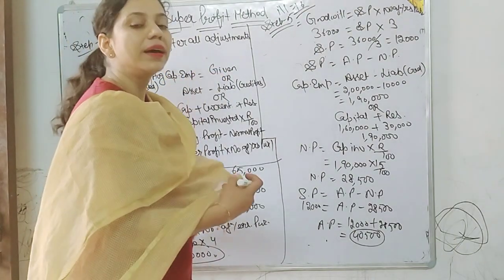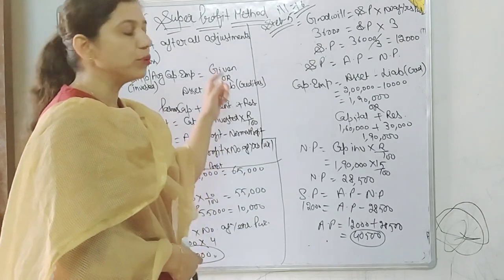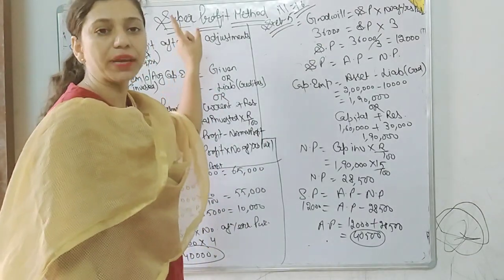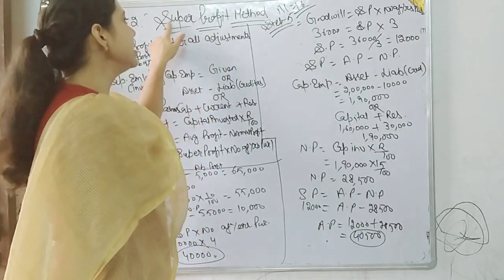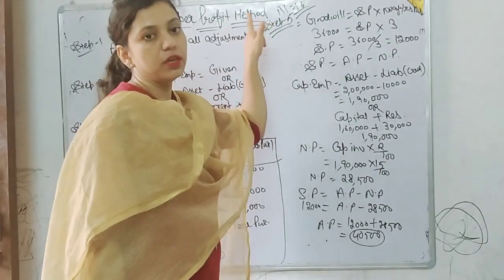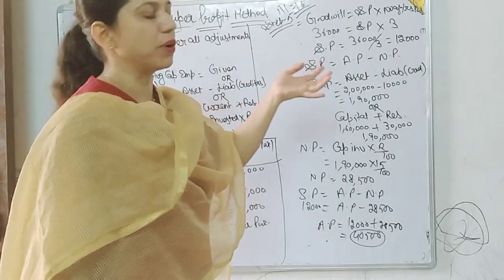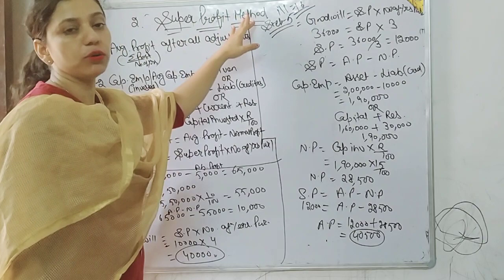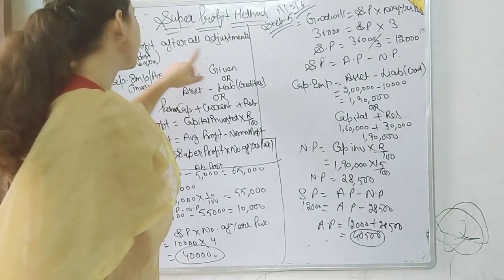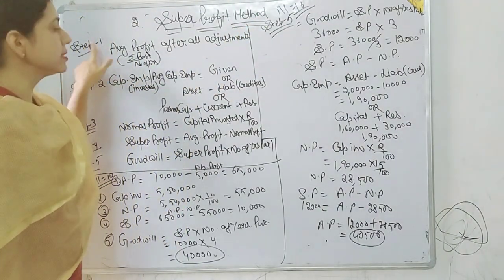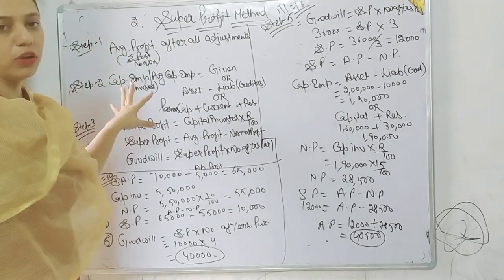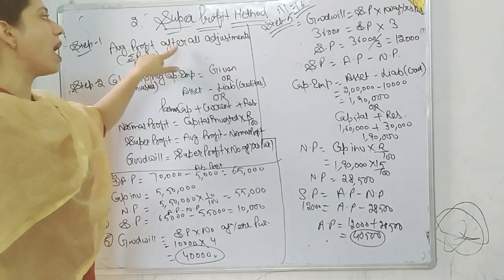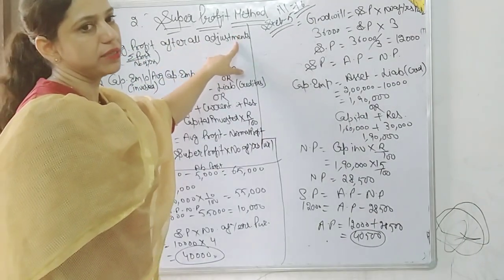Good morning, students. In this video, we are going to discuss the second method of calculation of goodwill, that is the super profit method. Super profit means excess profit. So how will we calculate goodwill according to this method? Again, step 1 is average profit.